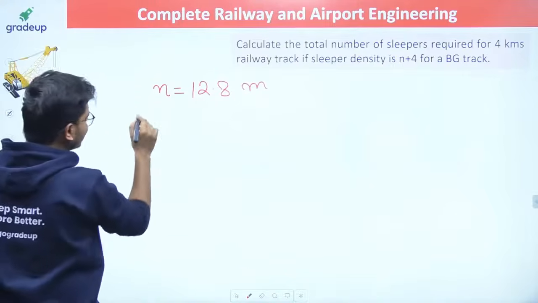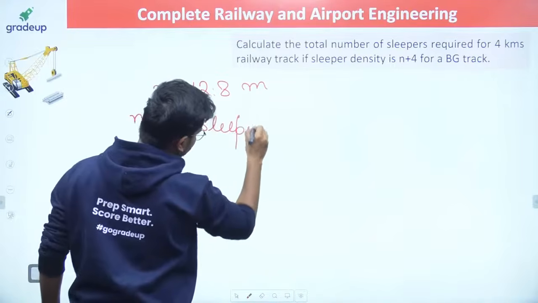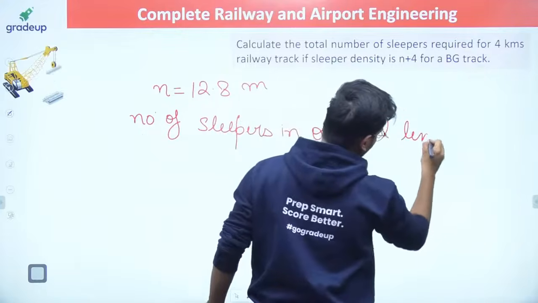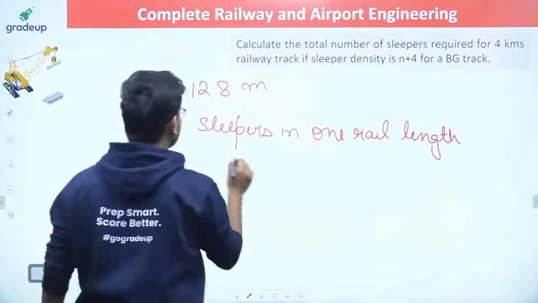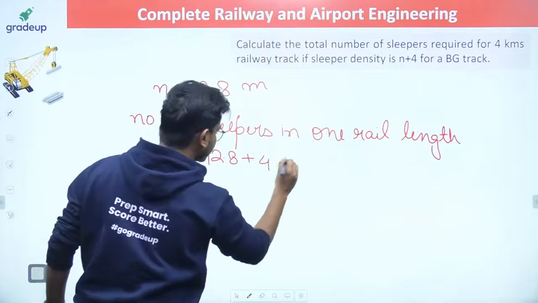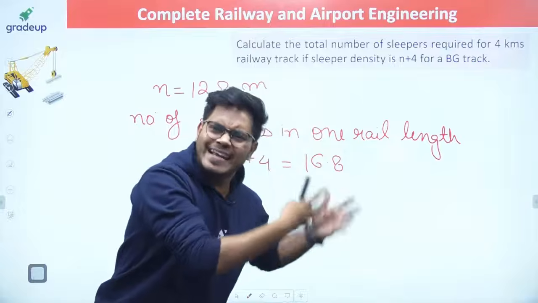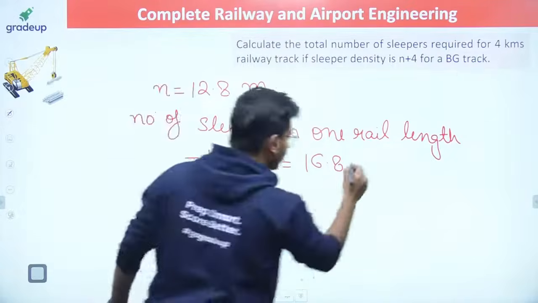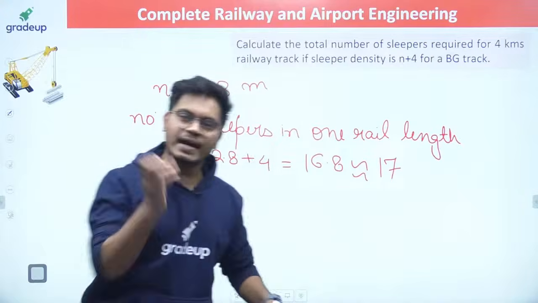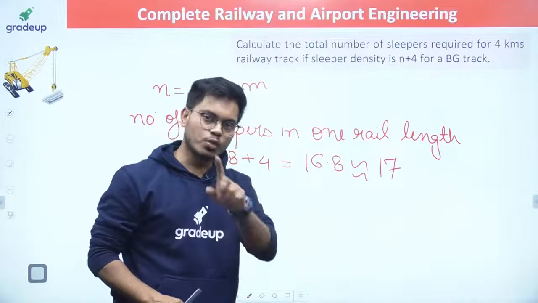So the number of sleepers in one rail length is 12.8 plus 4, which is 16.8. Can I give 16.8 sleepers? No, I can't. We will not give 16 complete and one only 0.8, this is not possible. So I will give 17. So 17 sleepers we are going to use in one rail length.